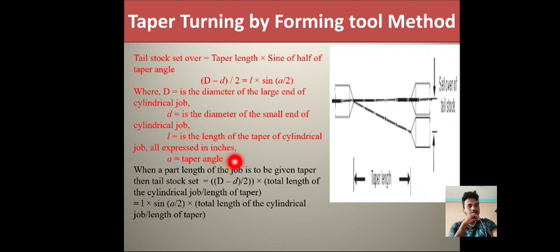When only a part length of the job is to be given a taper, then the tailstock set over equals (D minus d) by 2 into the total length of the cylindrical job per length of the taper, that is, L into sine alpha by 2 into the total length of the cylindrical job by the length of the taper. This is the taper turning by the forming tool method.